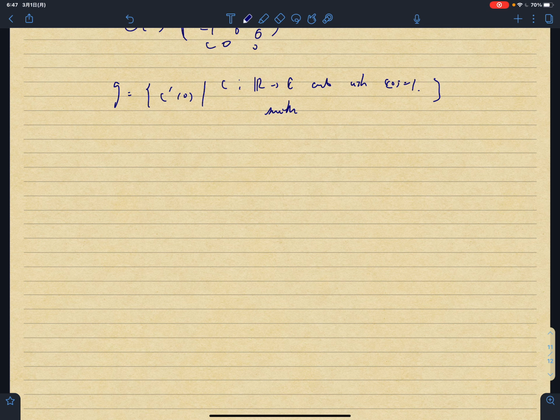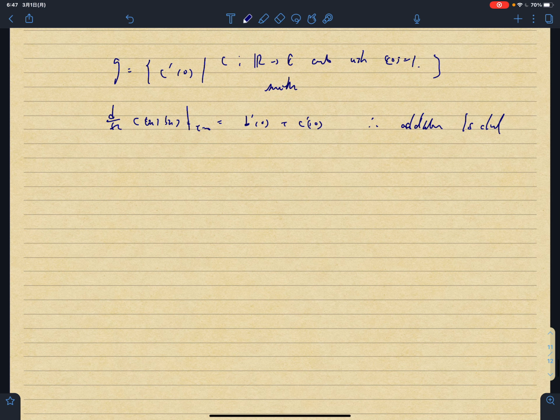First, z is a real vector space. So z is closed under addition, and we can add any arbitrary two elements in z. Addition is closed.